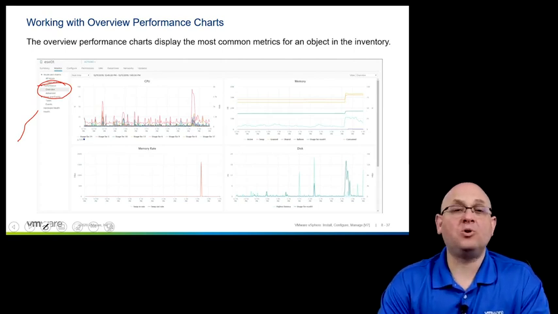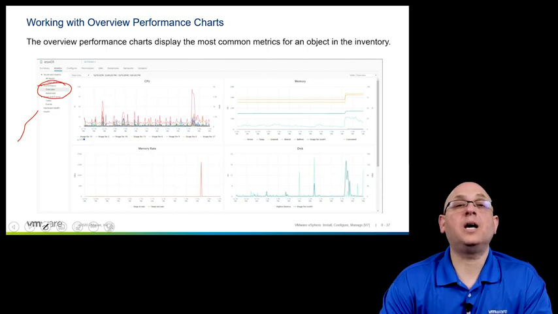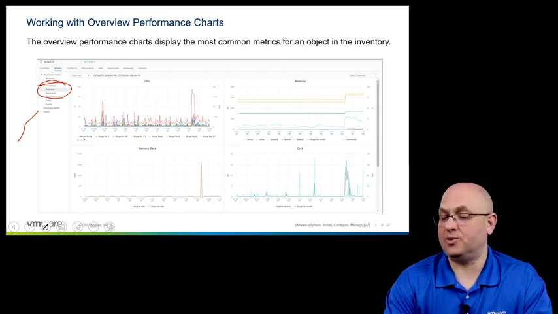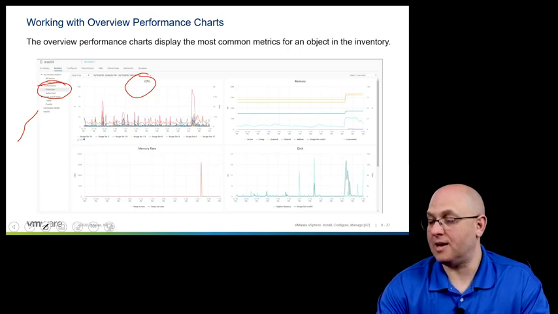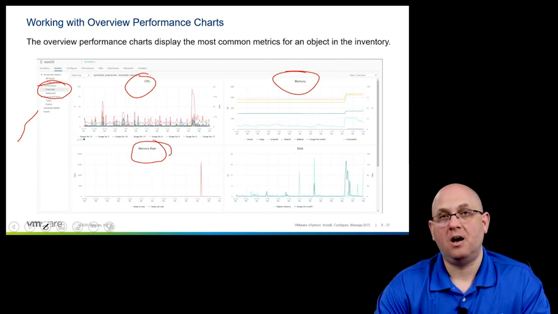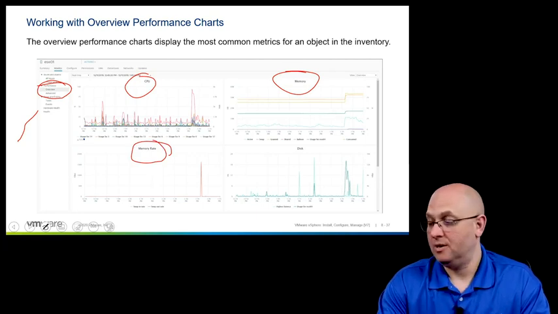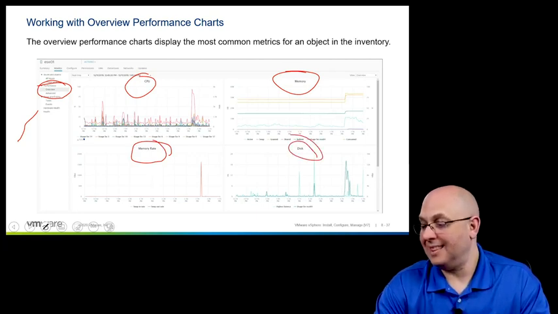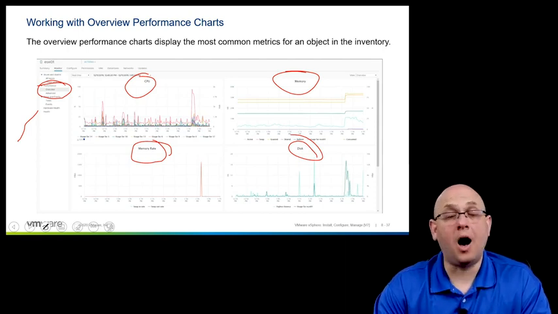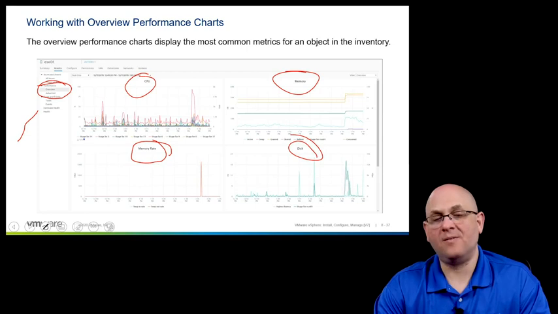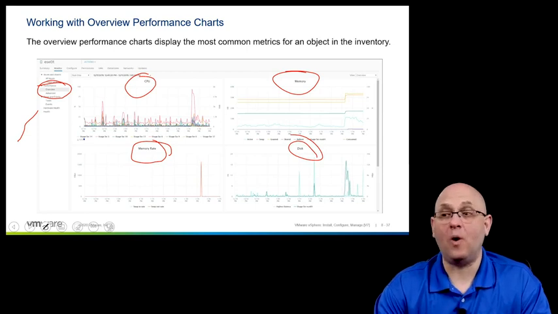The overview charts give us some of the most common metrics that I might be interested in. Metrics like CPU on this particular ESXi host, memory utilization, the rate of memory in and out, the disk and the latency on the disk. Those sorts of metrics are really common for us to look at. So the overview charts are a really good way to start.